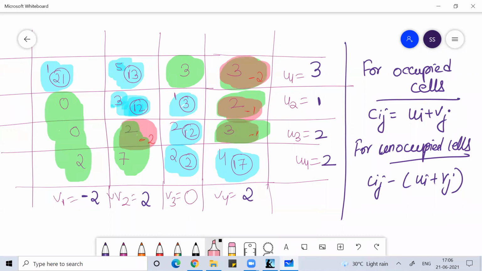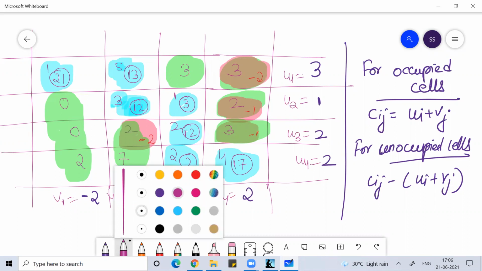So for that we'll draw a loop. We'll take the help of looping to do that. Out of the maximum negatives, you can either go to A32 or A14, because both have the same element, minus 2, as the negative value. So out of those, you can do it on any one. Imagine if I do it on this element.